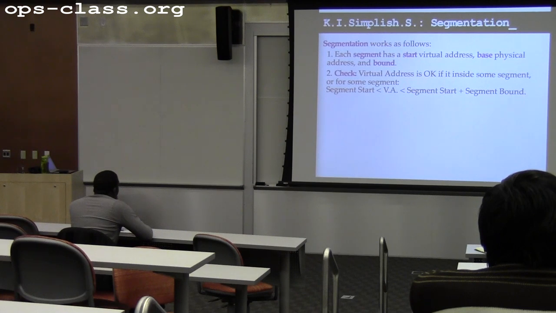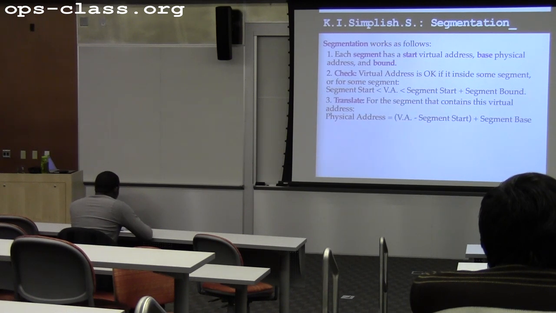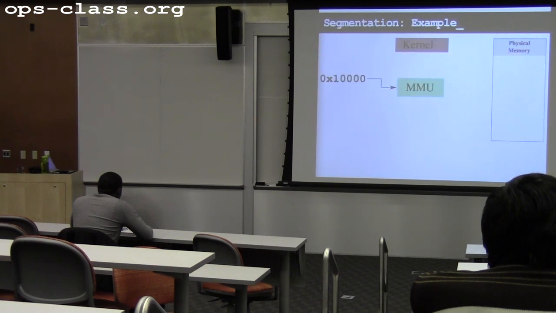In order to check if a particular virtual address is valid, I look to see, does a segment exist for this process that this virtual address is inside? If the answer is yes, then the address is considered valid. If the answer is no, then I have an invalid address that's being used, and I need to decide what to do. Potentially that kaboom graphic, right? And then in order to translate this, I compute the offset into that segment. I do that by subtracting off the segment starting virtual address, and I apply that offset to the base physical address, right? So here is a graphic showing how this is done.